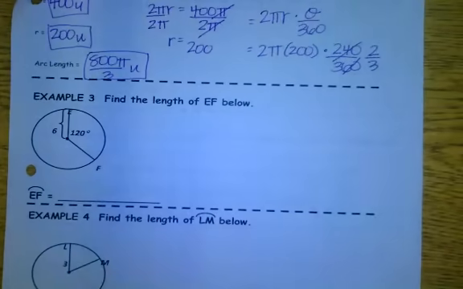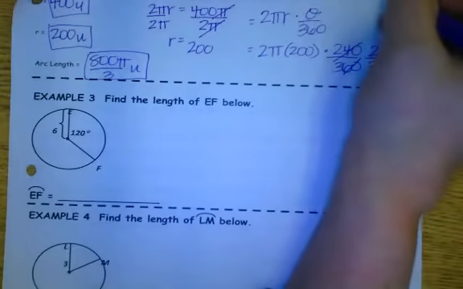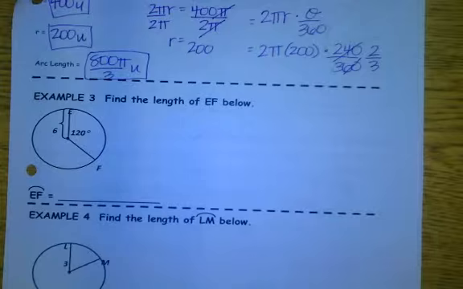Ask questions rather than just say, I don't get it. I can't help you if you just say, I don't get it. I found the arc length. Again, the angle is in degrees, so you take theta over 360 times 2 pi r.